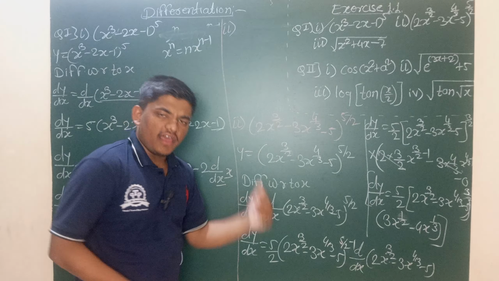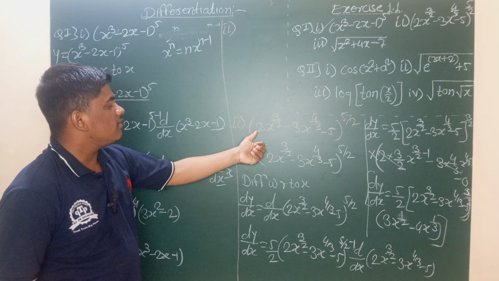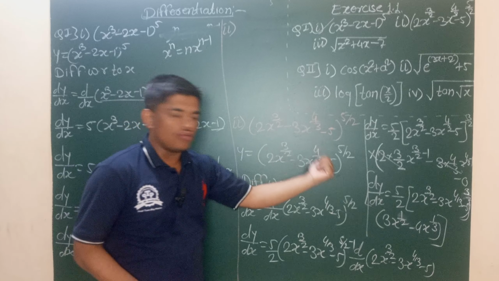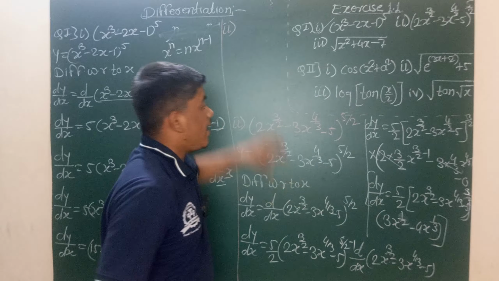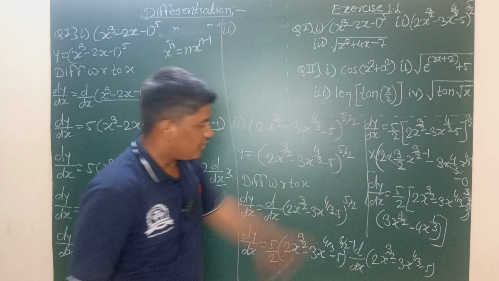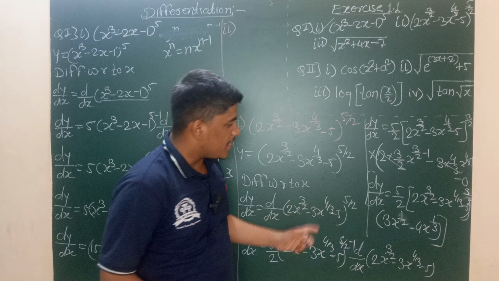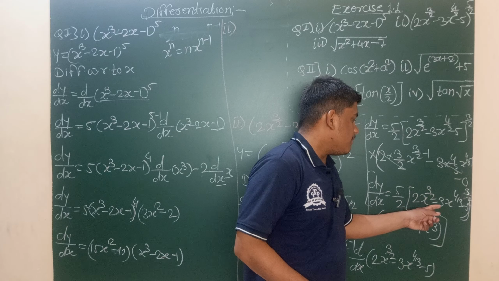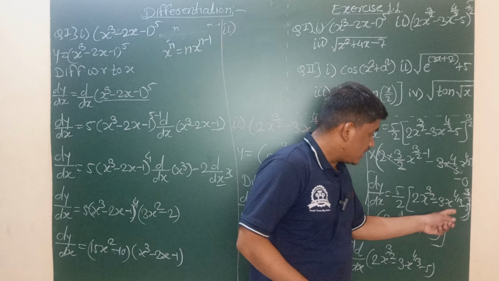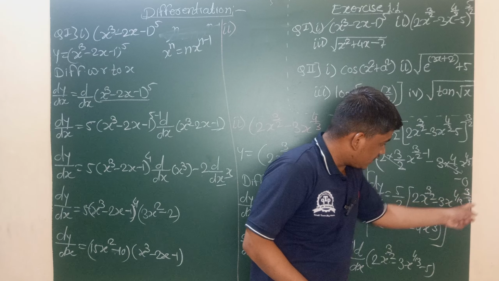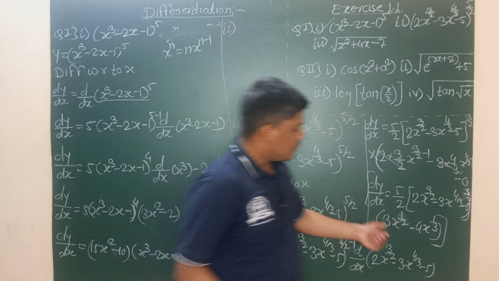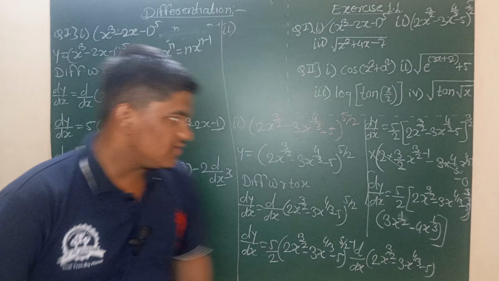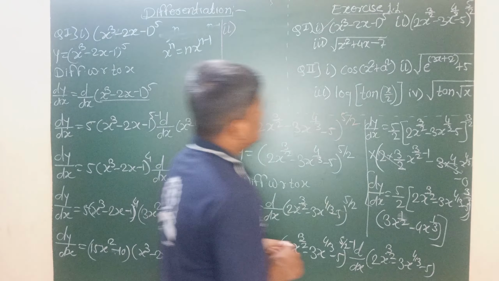Differentiate with respect to x of the function y equal to (2 into x raised to 3 by 2 minus 3 into x raised to 4 by 3 minus 5) whole bracket raised to 5 by 2. This whole function we differentiate with respect to x. Then we get 5 by 2 into (2x raised to 3 by 2 minus 3x raised to 4 by 3 minus 5) whole bracket raised to 3 by 2 into (3x raised to half minus 4x raised to 1 by 3). This is the answer of that function.